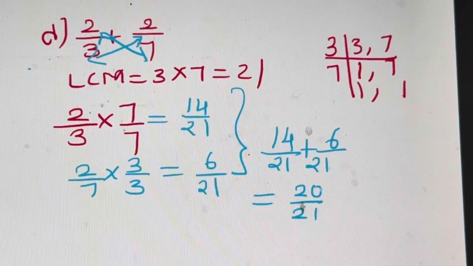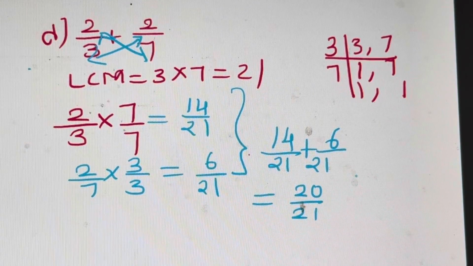Now you can see this is already in the lowest term. It is a proper fraction and it is the lowest term. That means there is no common divisor. Right? So the answer will remain as it is.